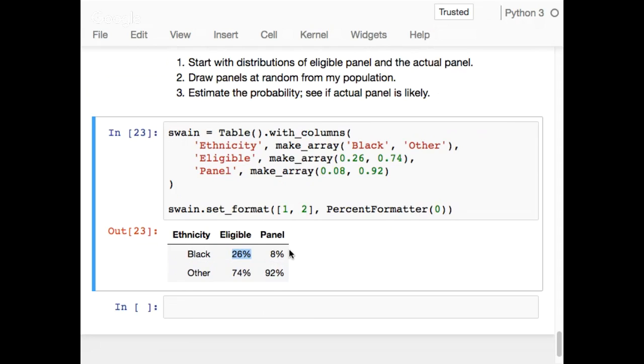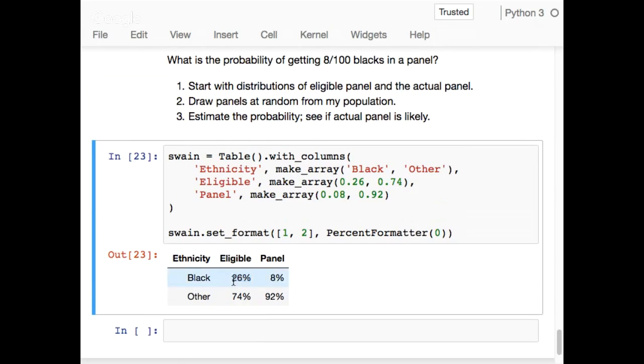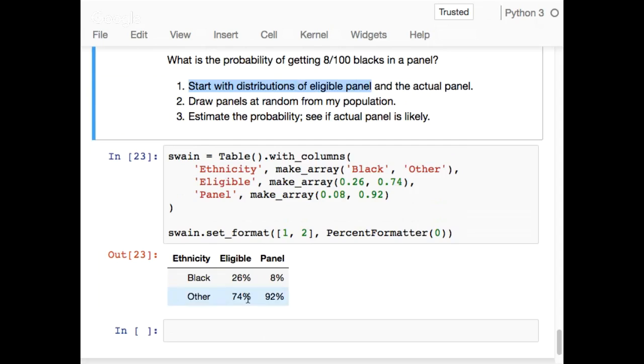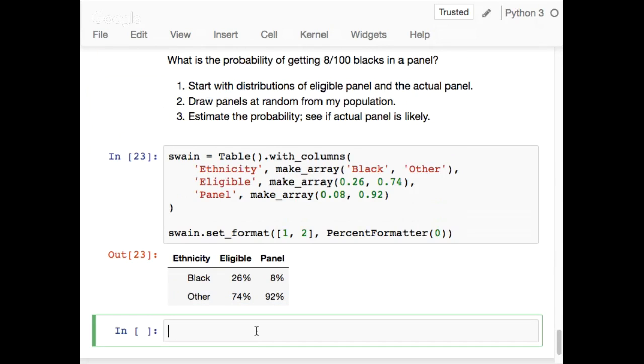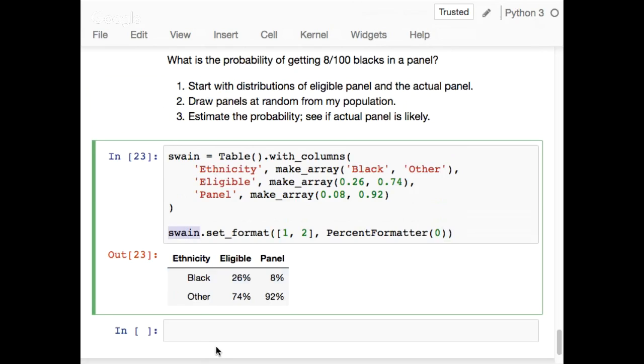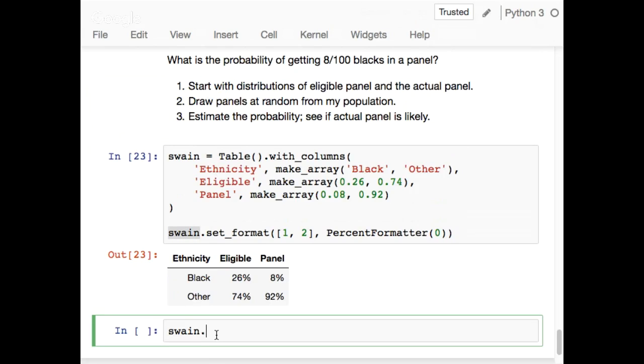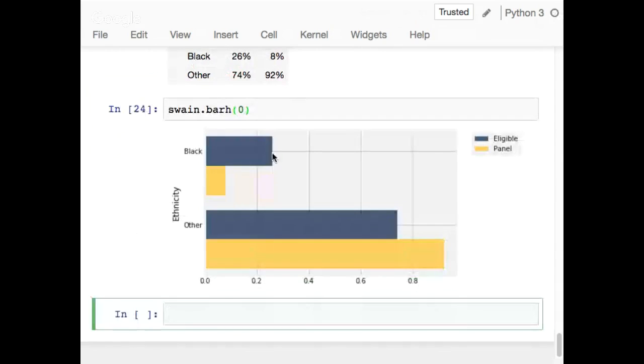Okay, so, well, step 1 is done. I have my eligible distributions. And I can also take my table, Swain, and I want to bar H. Let's just show you the differences in the distributions here. So my eligible, I had this much. And in my panel, I had this much. Okay, so just a visualization.